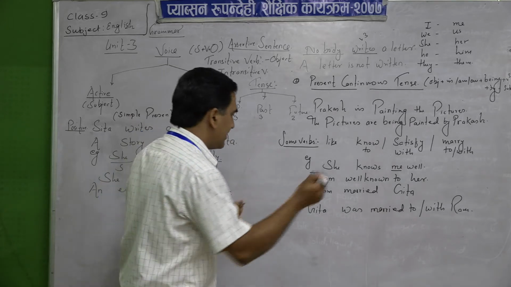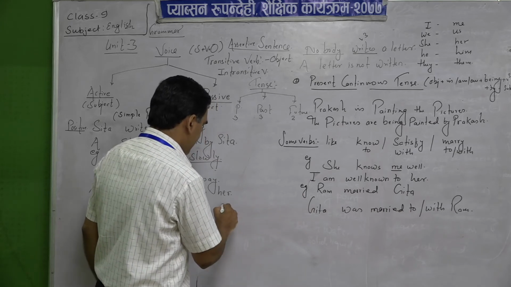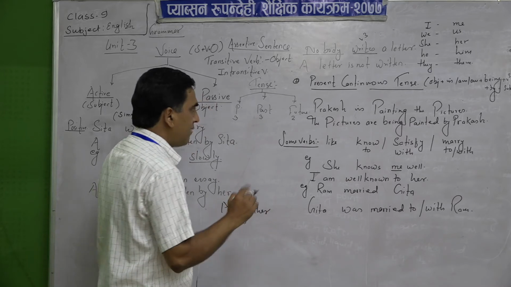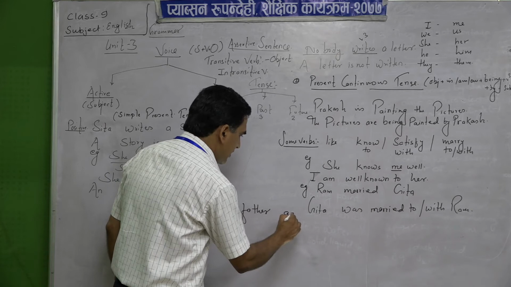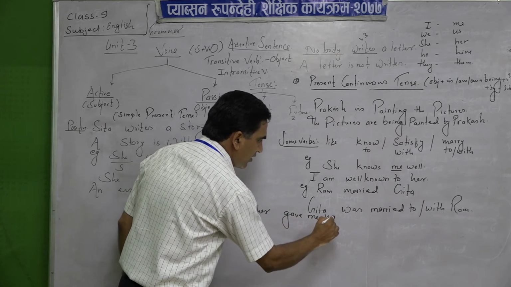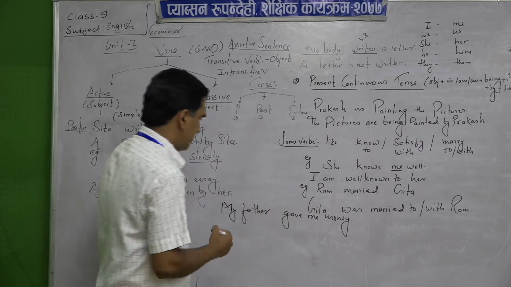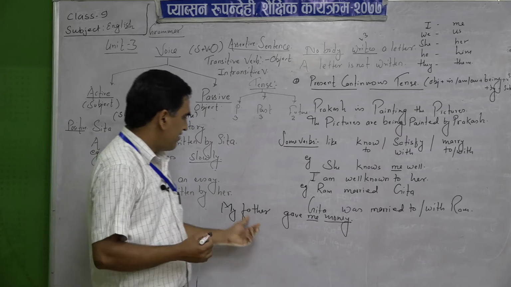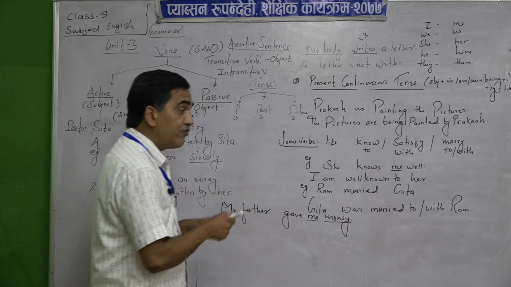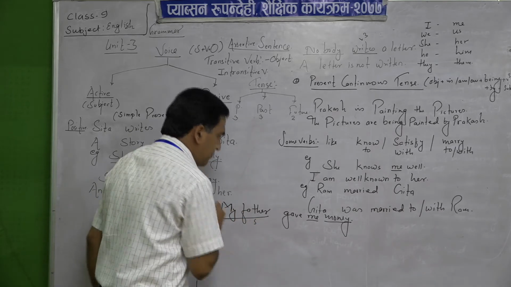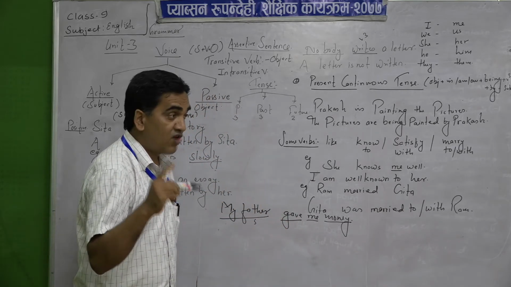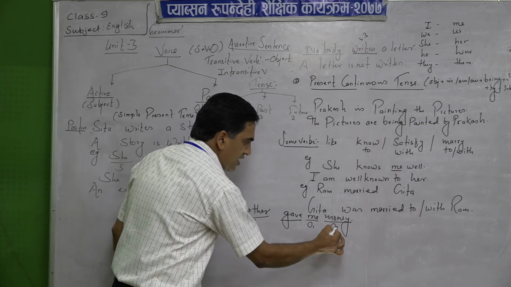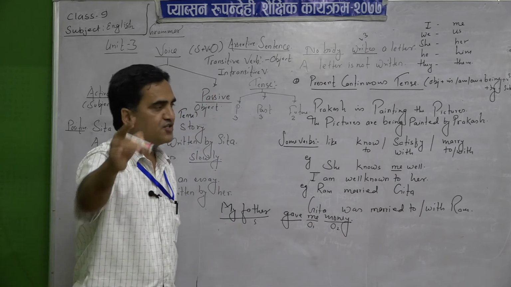Like, I am writing one example. Look at me. My father gave me money. Look here. Here you find two objects. My father is the subject. This "gave" is a transitive verb, because there is an object. Two objects are there: object 1, object 2.